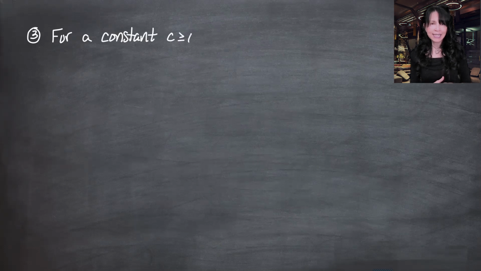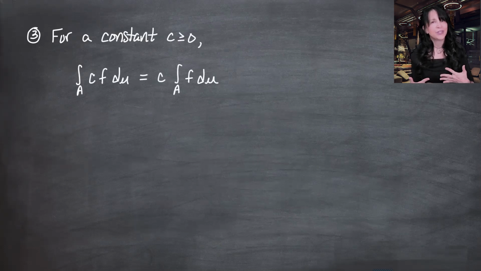The third fun fact is, for a constant c greater than or equal to 0, the integral over A of c times f d mu is equal to c times the integral of f d mu; you can pull c out of the integral. We don't actually need c to be non-negative, but we do for now because we've only defined integrals for non-negative functions. So if c was negative, we technically don't know how to define the integral on the left side here, even though I think you might have an idea about how that would work.